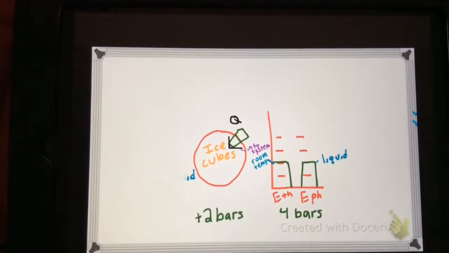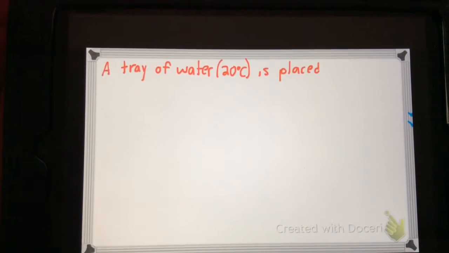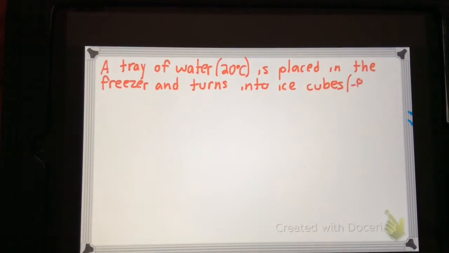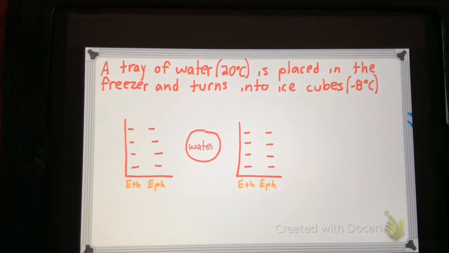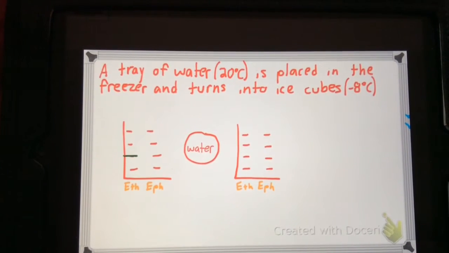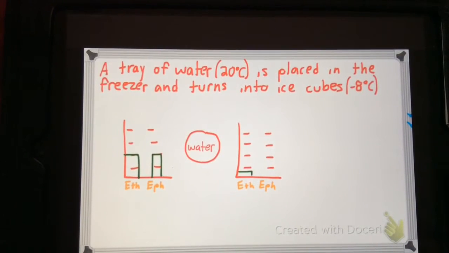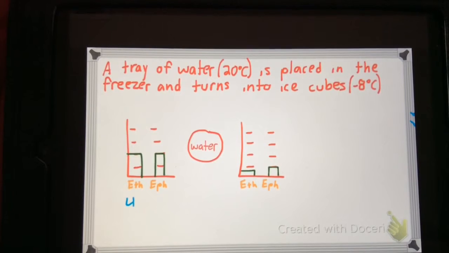Now for another example. A tray of water at 20 degrees Celsius is placed in a freezer and turns into ice cubes at -8 degrees Celsius. So draw your bar chart. The left system, E thermal, has 2 bars because it's room temperature. E phase has 2 bars because it's a liquid. The right system, E thermal, has half a bar because it's below 0 degrees Celsius, and 1 bar on E phase because it's a solid.